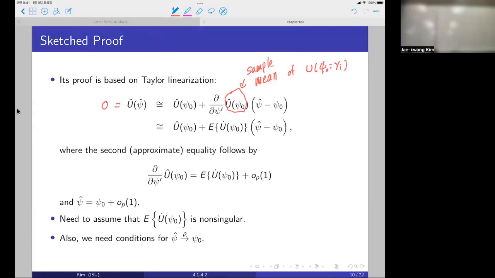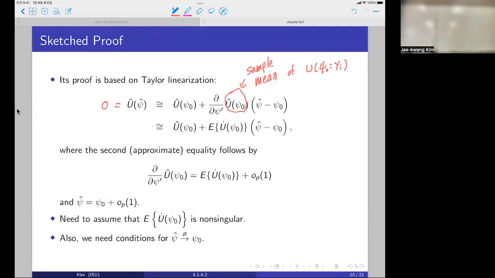And then we need to assume that this is non-singular. Then we move this one out here, right? And then multiply both sides by the inverse of this guy, you get the result. Okay.